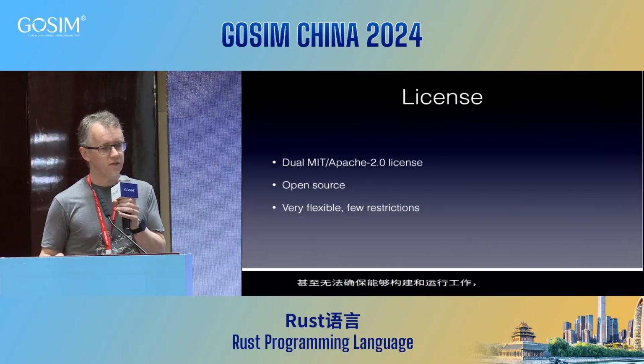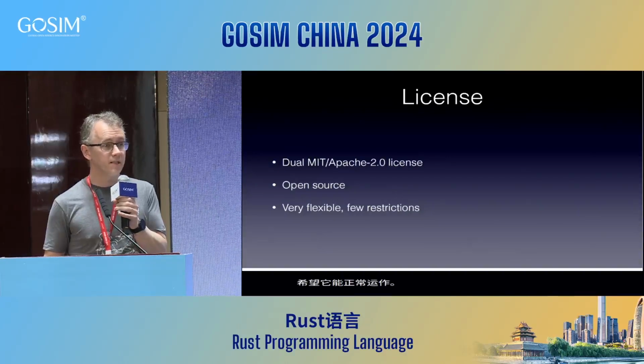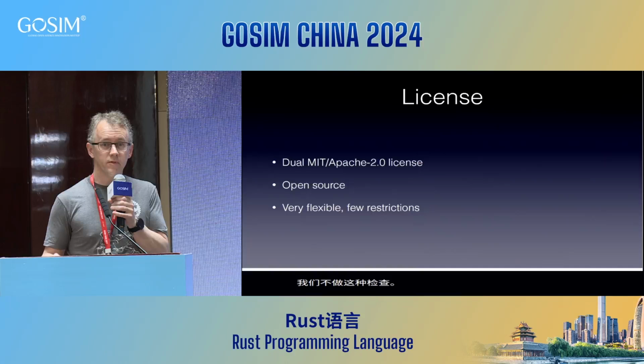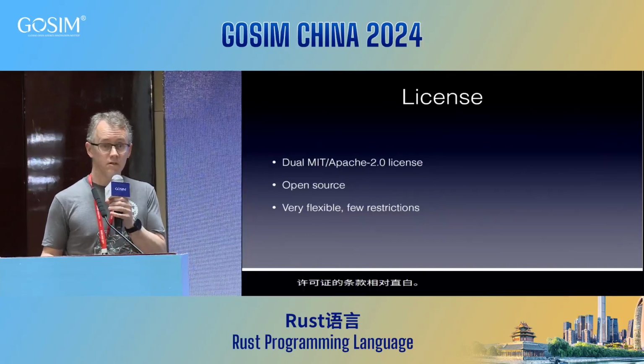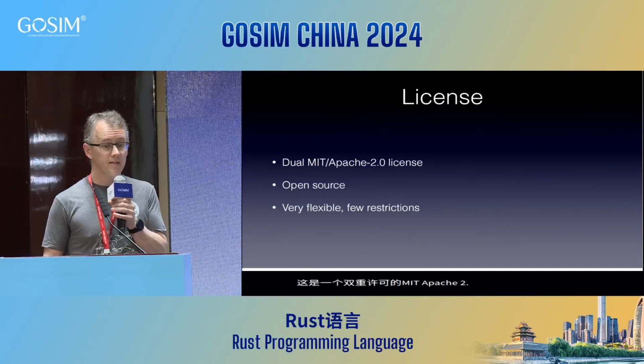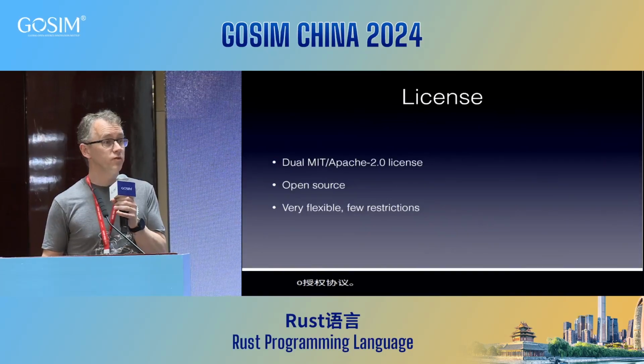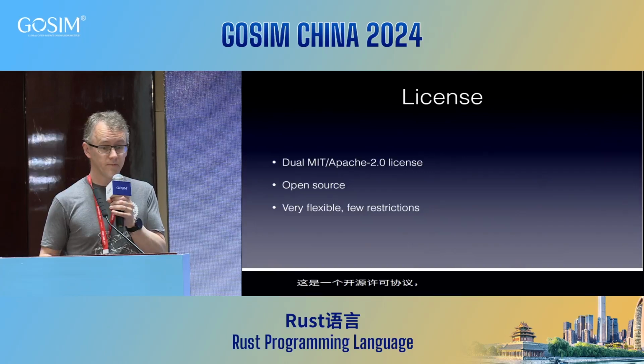The license is fairly straightforward. It's a dual MIT Apache 2.0 license. This is an open source license. It's very flexible. It imposes very few restrictions on users of the code. And it's a license combination that is used for a lot of different Rust projects.